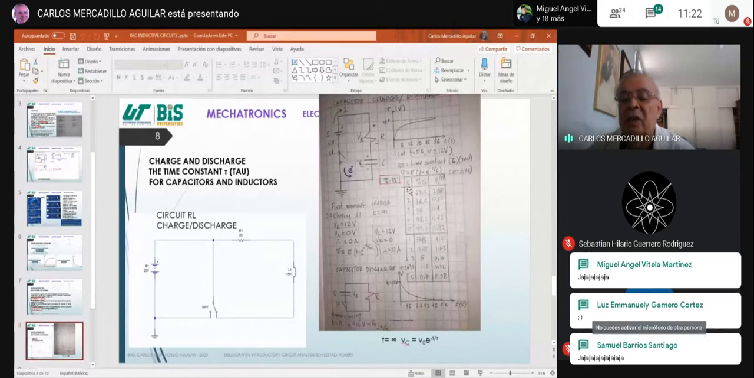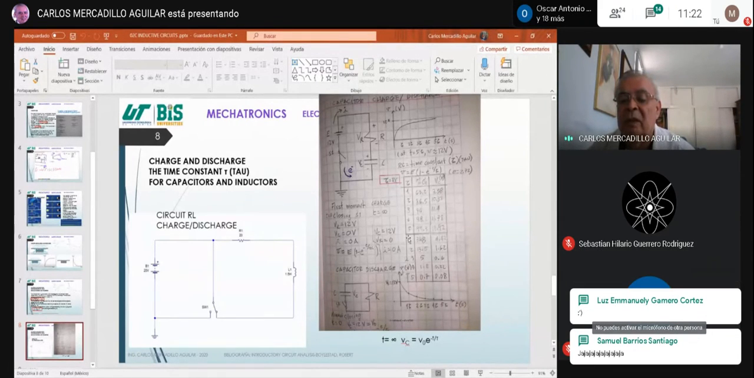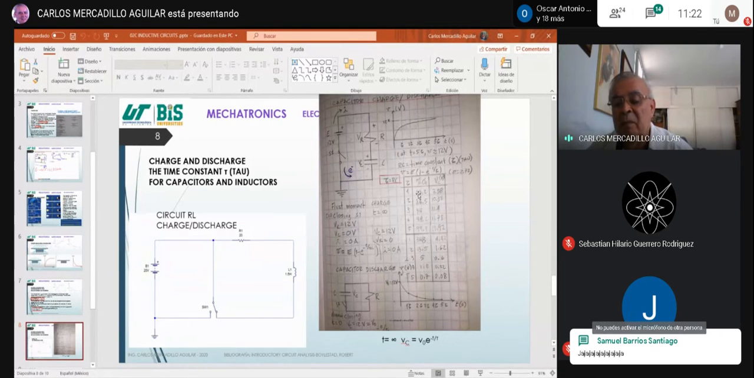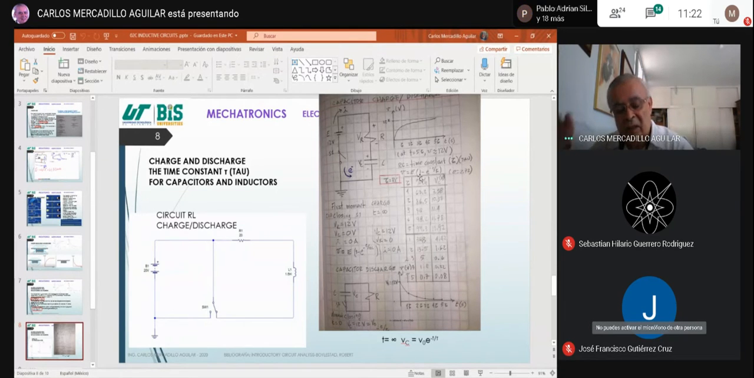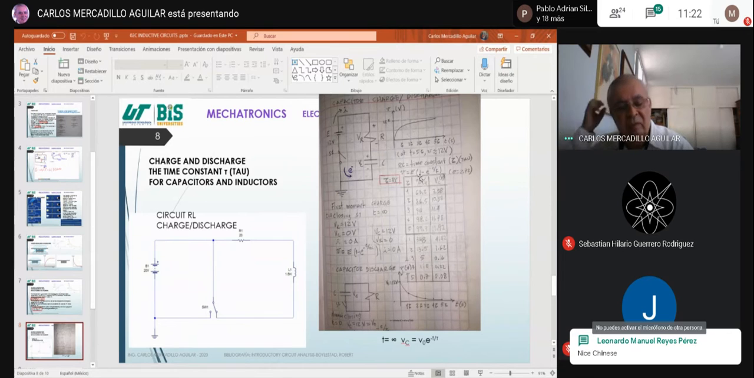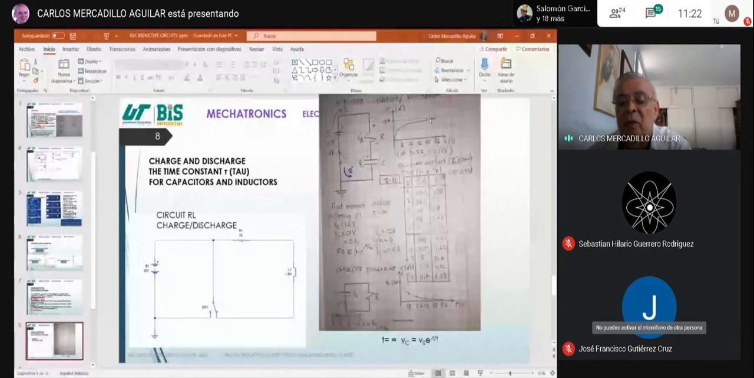So these 3 values are the most important. But we can make a very detailed table, and then make the graph. For the discharging process, we have a similar equation.